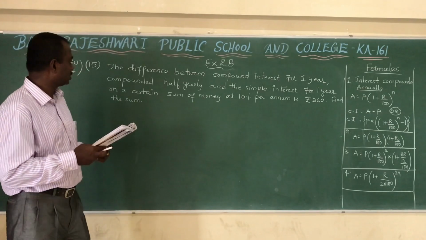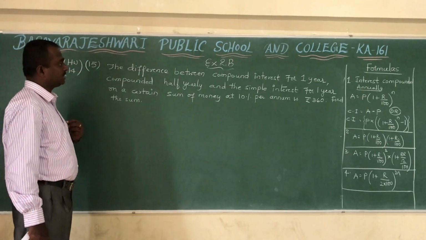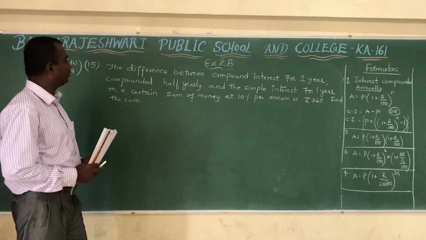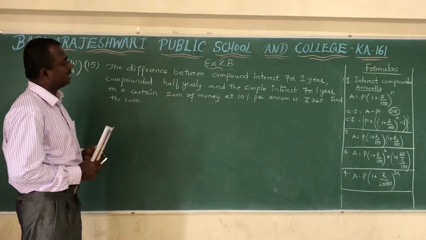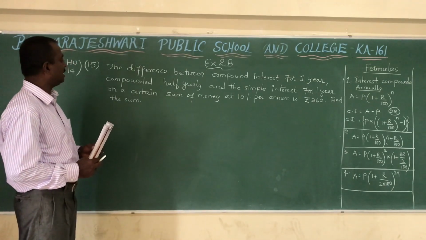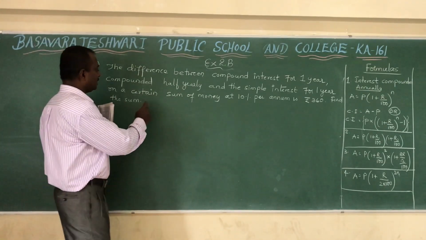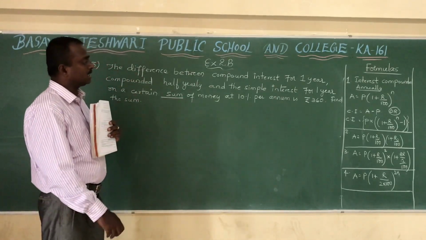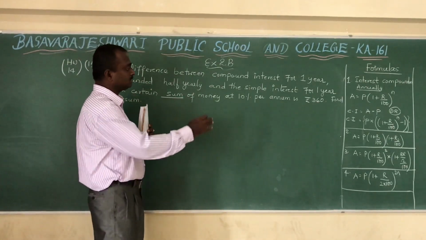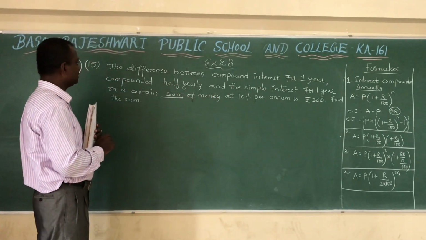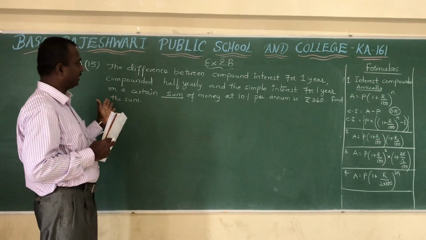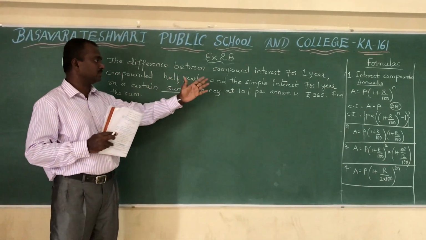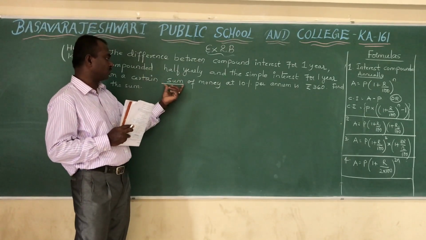Now I will move on to question number 15. It says the difference between compound interest for 1 year, compounded half yearly, and simple interest for 1 year on a certain sum of money, on a certain sum, that means we don't know the principal amount, at 10% per annum is rupees 360. Find the sum. On what basis they have given the difference, we don't know. That means we don't know the sum.